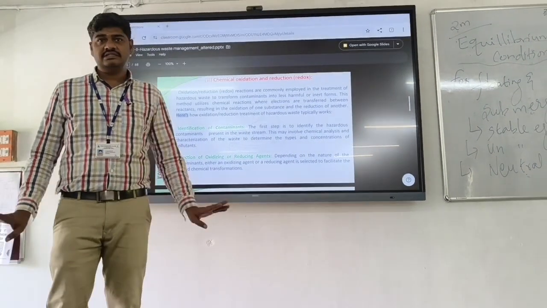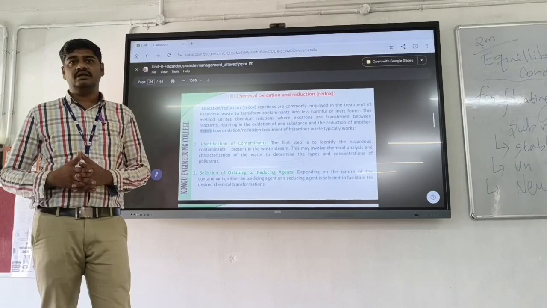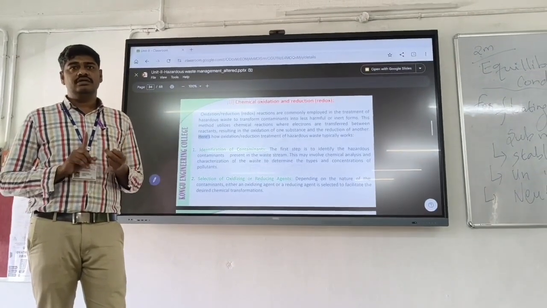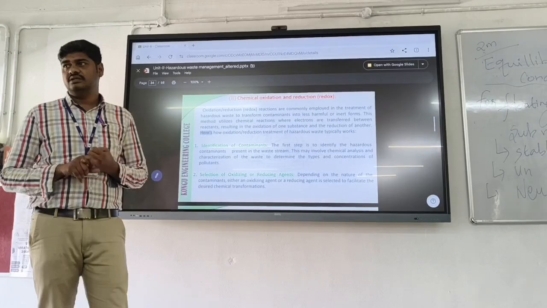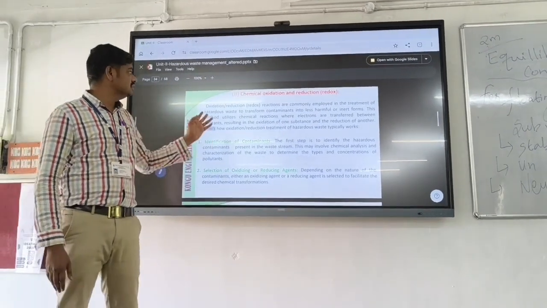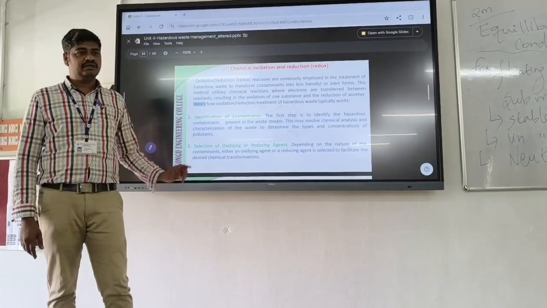In the last class we discussed how to treat the waste layer using two methods: one is acid-base titration, another is the precipitation method. Okay, we will continue that. The third method is the chemical oxidation and reduction method.